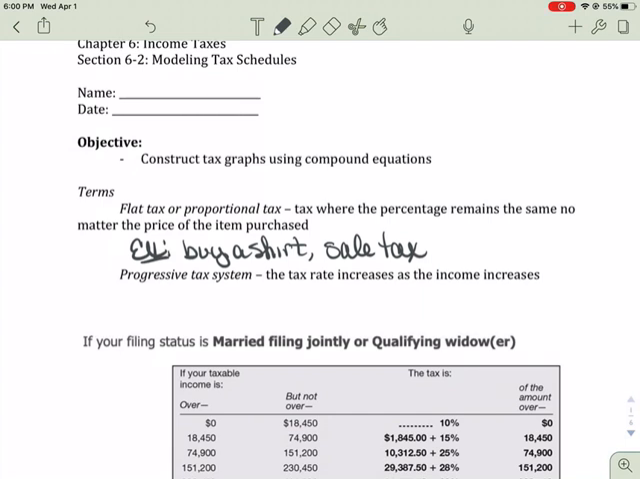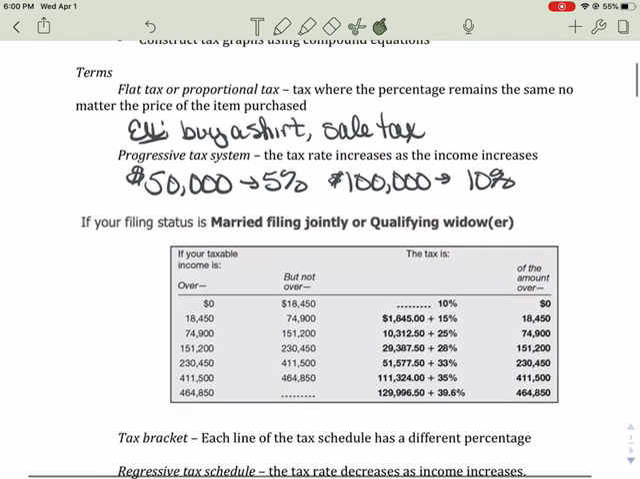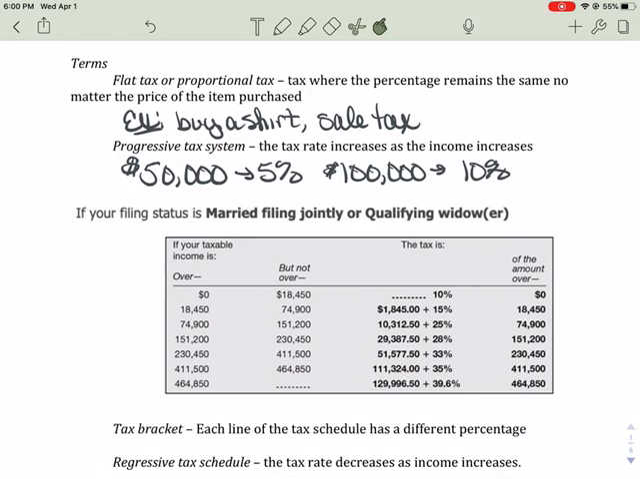Now, a progressive tax system is when the tax rate increases as your income increases. So if you make $50,000, you may pay 5%. But if you make $100,000, you may have to pay 10%. As your income goes up, your amount of tax goes up, and that's what we have here in our chart. You have what is called the income bracket or tax bracket. Each line of the tax schedule has a different percentage.